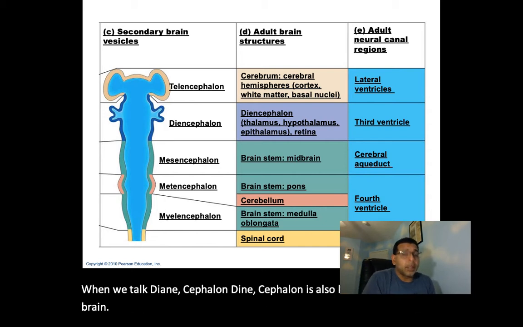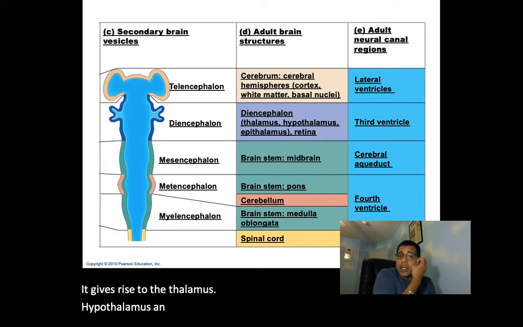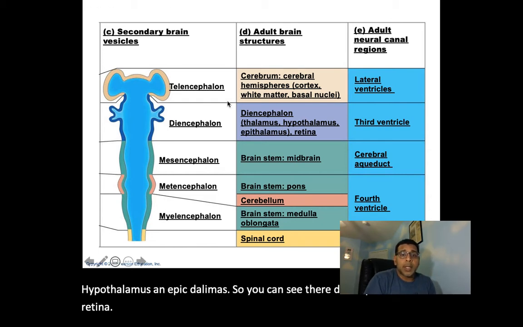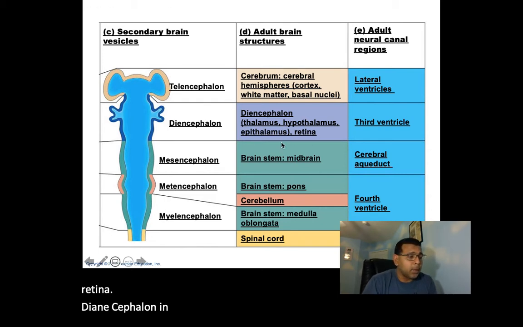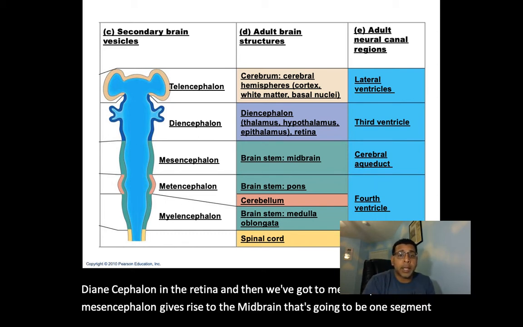It gives rise to the thalamus, hypothalamus, and epithalamus. So you can see there the diencephalon. And then we've got the mesencephalon. Mesencephalon gives rise to the midbrain. That's going to be one segment, one division of the brain stem.